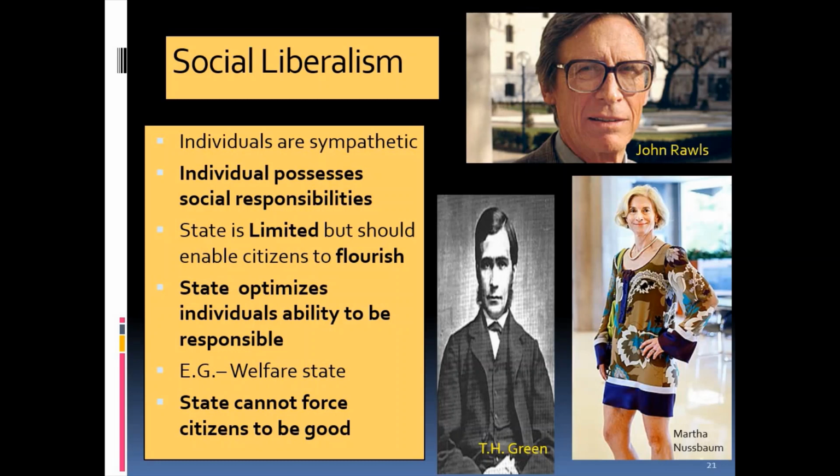And what they recognise is that in some sense individuals are sympathetic, and we are motivated by a desire for fellow feeling in our societies. Now, the idea would be that the individual would possess social responsibilities, right? So the individual is still paramount, and respect for the individual, but the individual should also have social responsibilities and rights which would allow them to contribute to the flourishing of their society. Now, the state is still limited, but the task of the state should be to enable citizens to flourish.